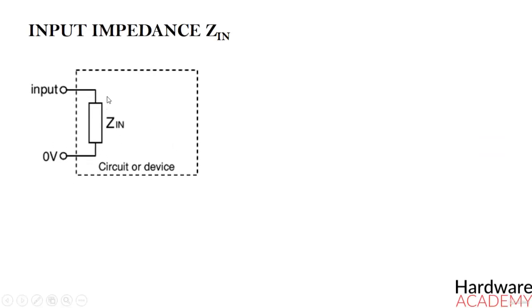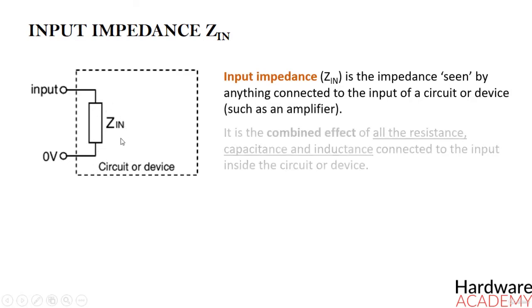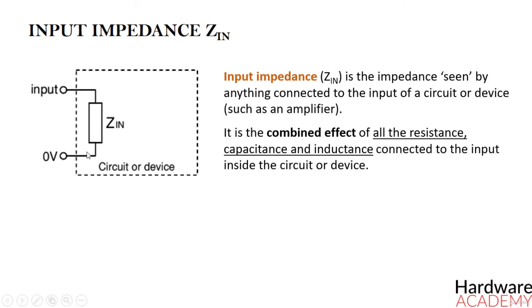Input impedance is the impedance seen by anything connected to the input of a circuit or device, such as an amplifier. It is the combined effect of all the resistance, capacitance and inductance connected to the input inside the circuit or device. It is normal to use the term input impedance even for simple cases where there is only resistance and the term input resistance could be used instead. In fact, it is usually reasonable to assume that an input impedance is just resistance, providing the input signal has a low frequency.